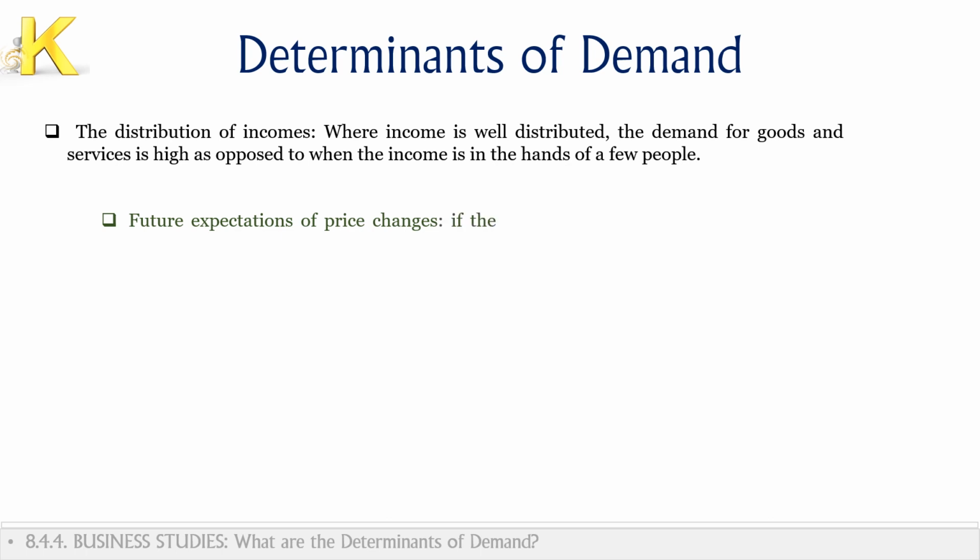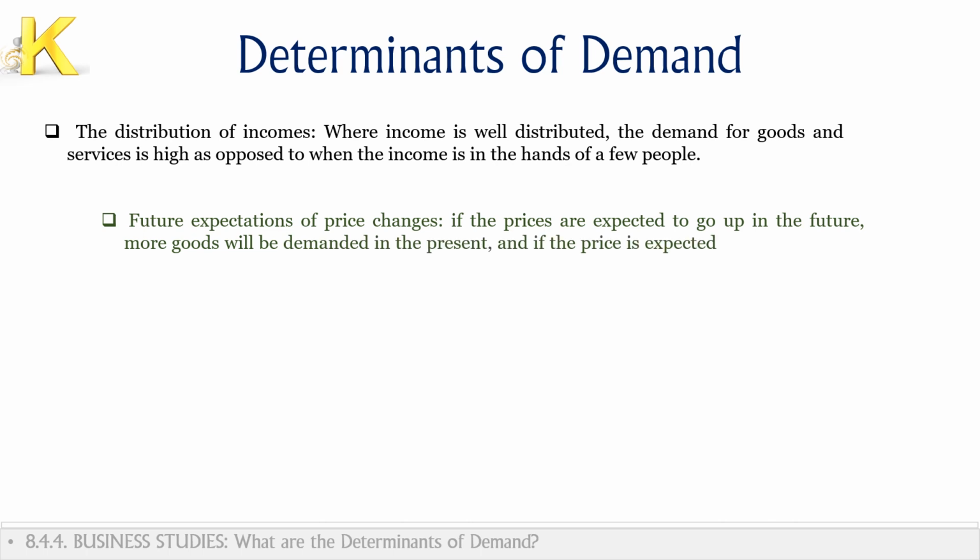Another factor is the future expectations of price changes. This is basically where consumers, businesses, or investors expect future price fluctuations. For example, if the prices are expected to go up in the future, more goods will be demanded in the present. And if the prices are expected to come down in future, few goods will be demanded at present.